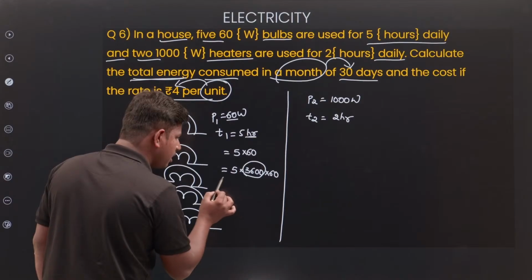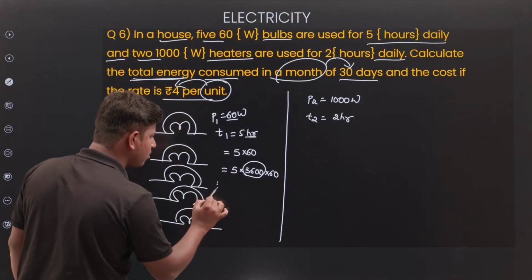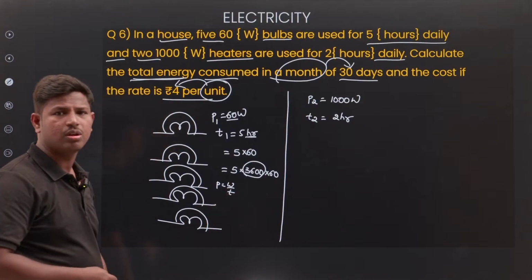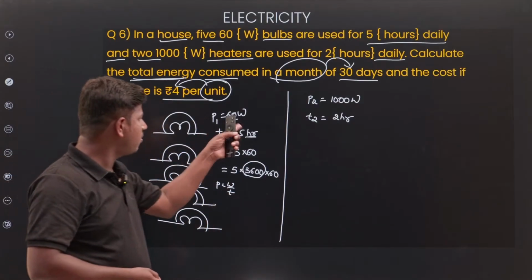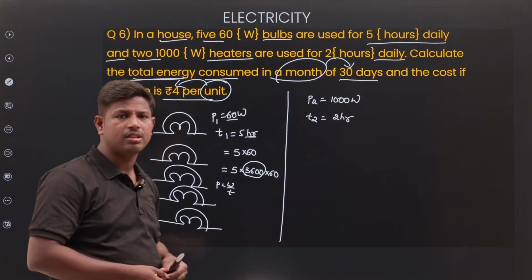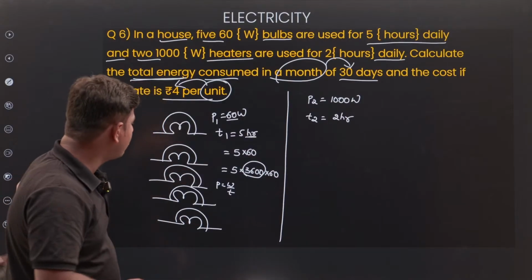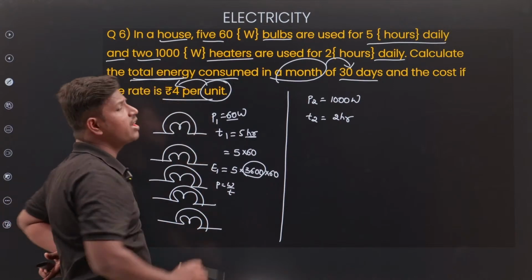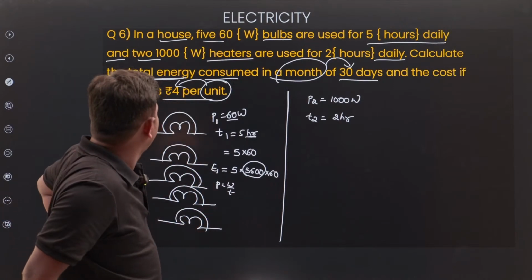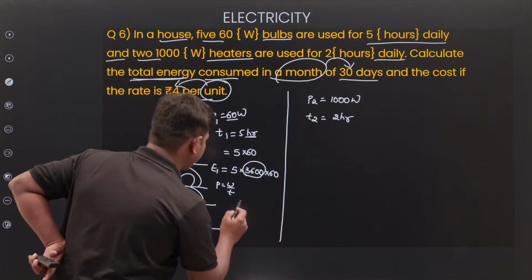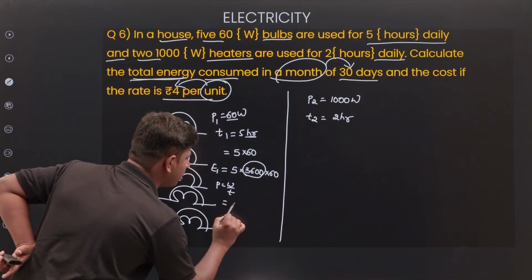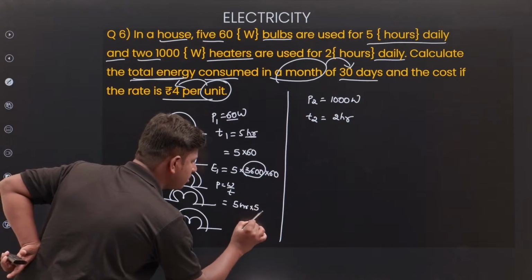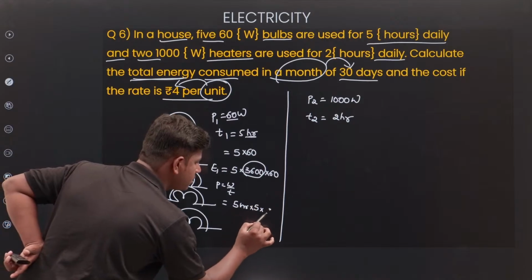Okay, each day, how can we calculate? Power is equal to work done by time. It is given 60 watts and time. What are we going to find out? Energy of the total 5 bulbs. Okay, 5 hours, 5 bulbs, each bulb having 60 watts.